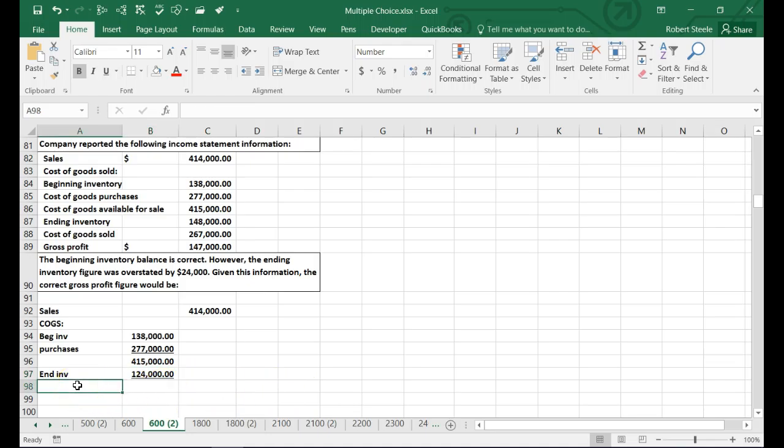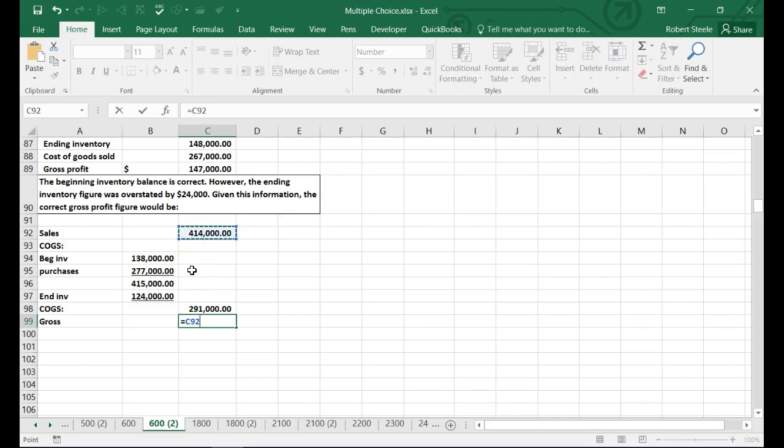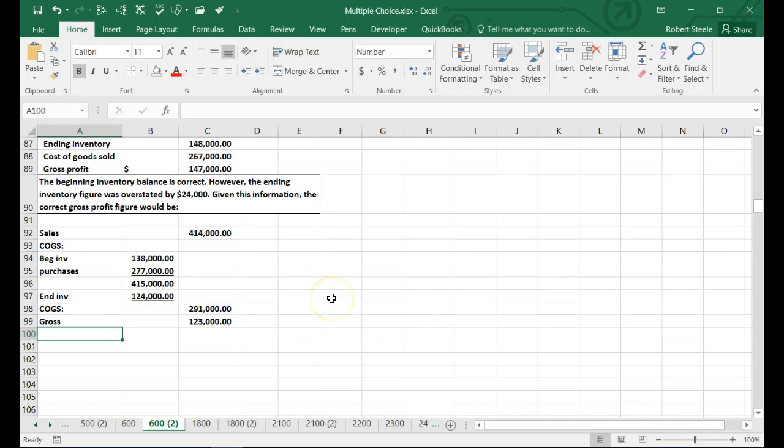Then we can have the correct cost of goods sold, which I'm going to put over here in this column for my purposes, so we can pull that cost of goods sold out and then have the gross profit in the outer column. So I'm going to scroll down since we don't need that information anymore, and we're going to say this equals the cost of goods available minus what's in ending inventory. That is now the cost of goods sold, the new adjusted cost of goods sold. Gross profit is then calculated as the 414 minus the 291,000, giving the revised gross profit of 123,000.